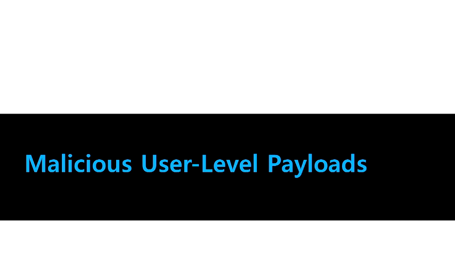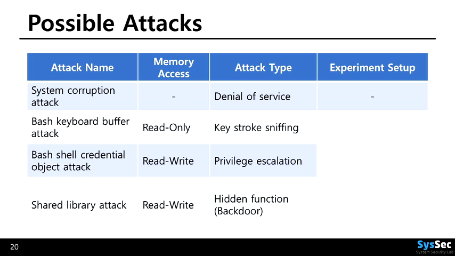So after PIkit is installed, malicious payloads are needed for carrying out the attack. There may be many possible attacks with PIkit. In our paper, we developed 4 different types of attacks. The system corruption attack can be used to crash the system, and the bash keyboard buffer attack can be used to sniff the user's keystrokes. And the bash shell credential object attack can be used for privilege escalation. And the shared library attack can be used for planting a hidden backdoor.